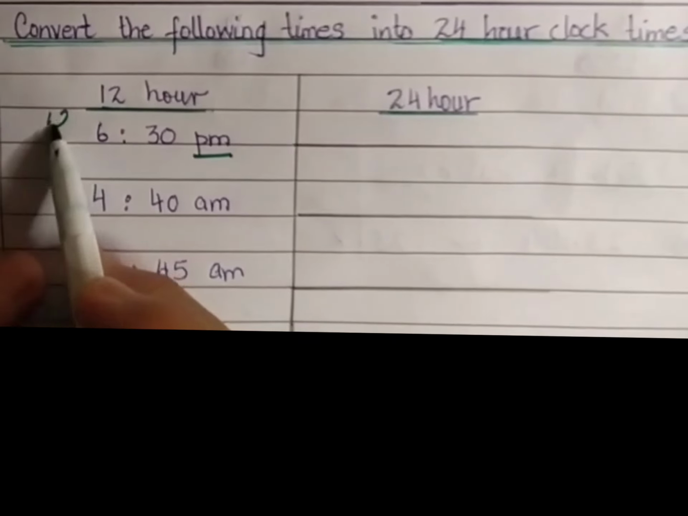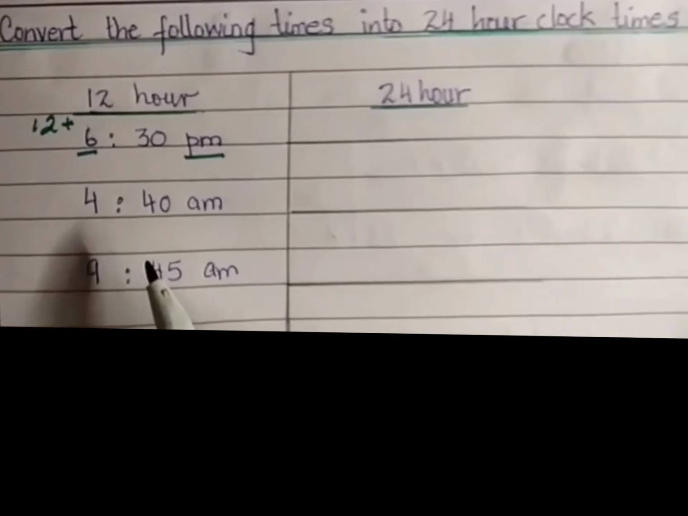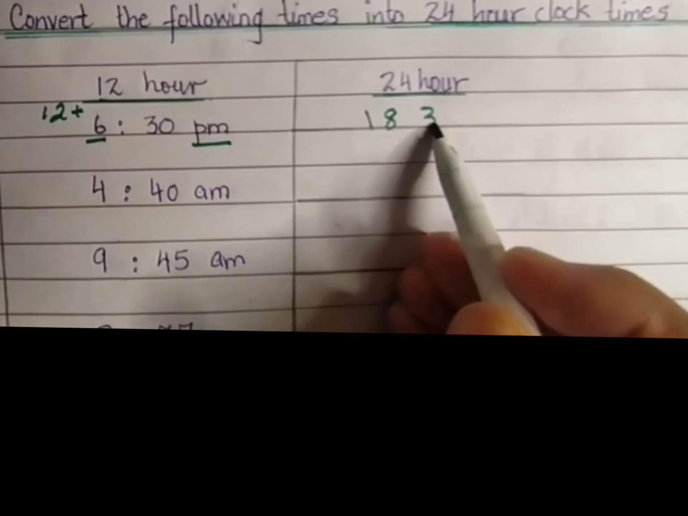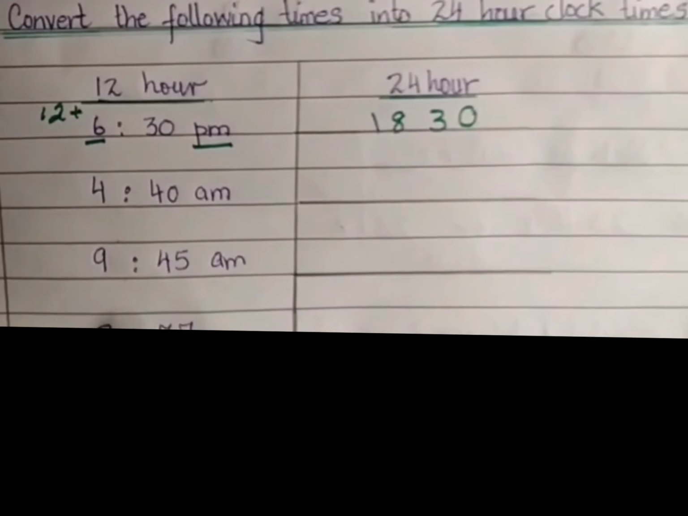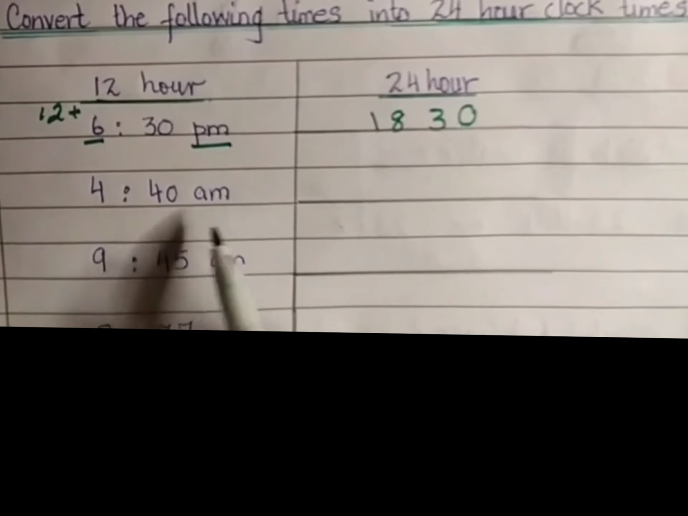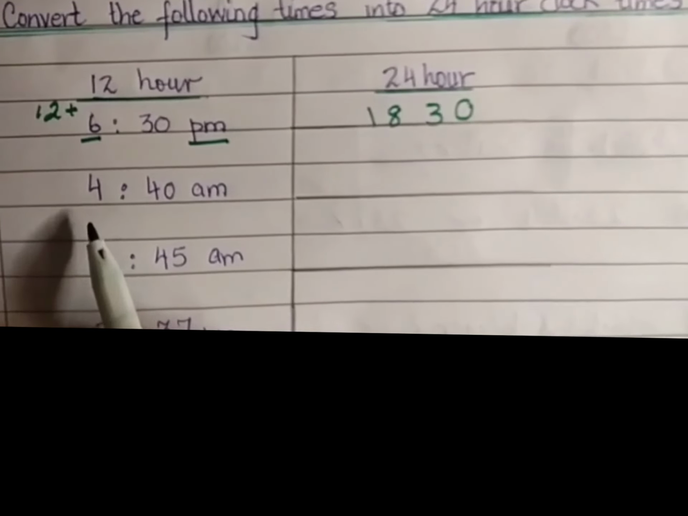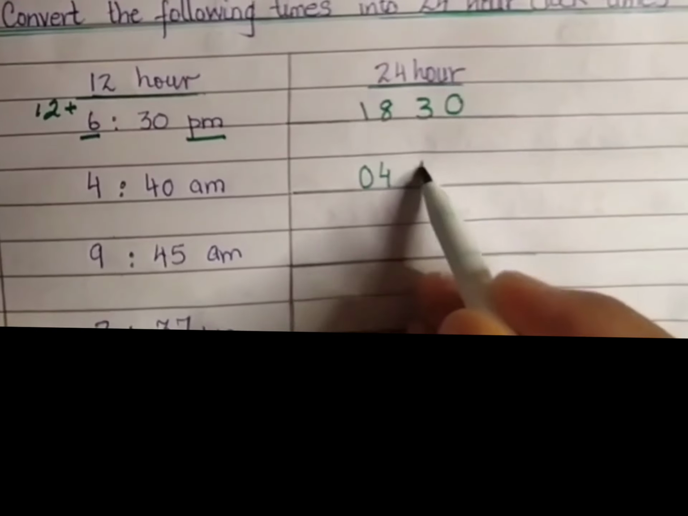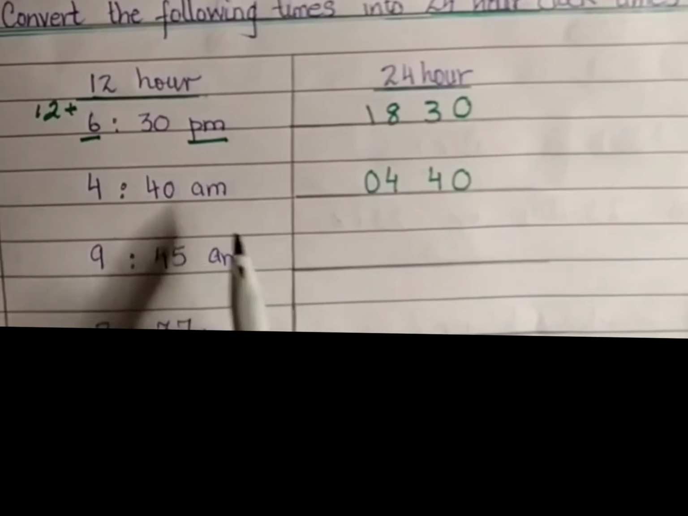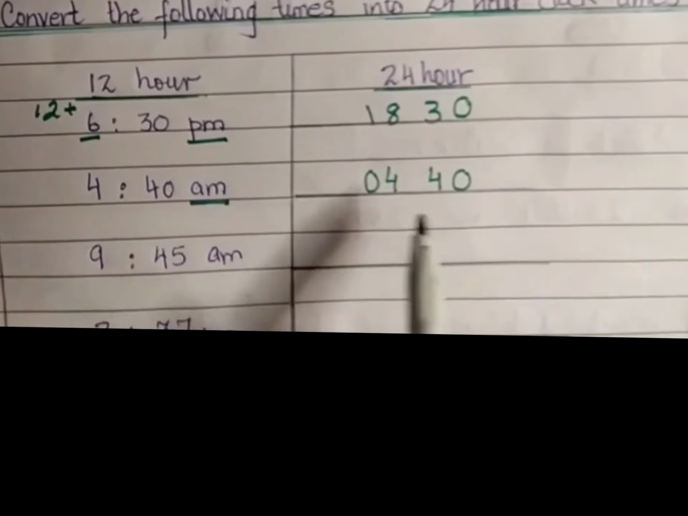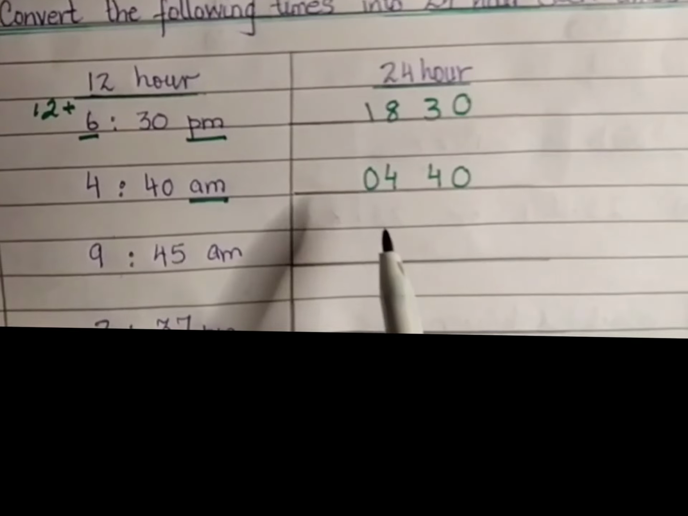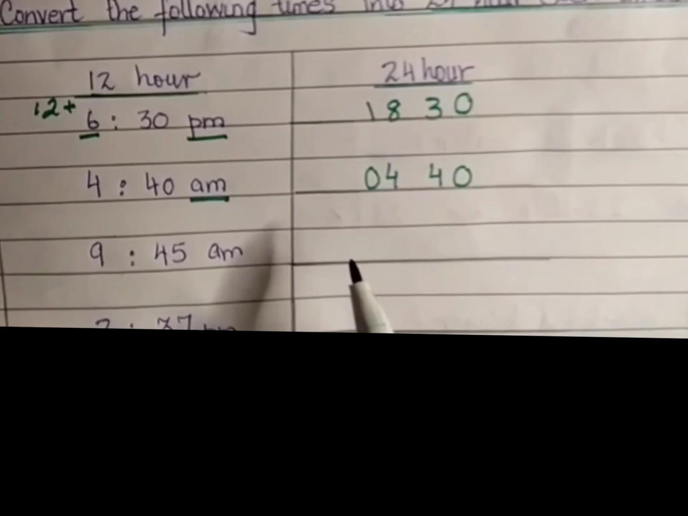So whenever you come across a question where you see p.m., what do you do? You will add 12 to the 6. 12 plus 6 is giving you 18. 30 remains as it is, 1830. But when you see AM, you need not add 12. It's the beginning of the day, and it's going to be 0440. When you see AM, you just have to bring this 440 here and add a 0 before this. Alright, this is to give you an idea so that you may not get confused.